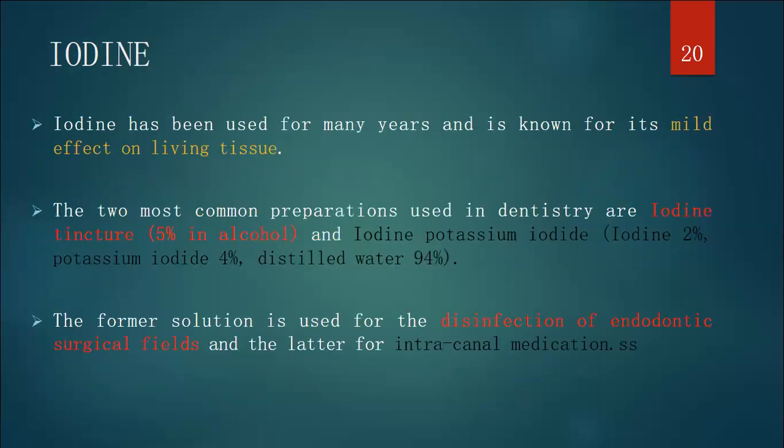Iodine. Iodine has been used for many years and is known for its mild effect on living tissues. The two most common preparations used in dentistry are iodine tincture, 5% iodine in alcohol, and iodine potassium iodide: iodine 2%, potassium iodide 4% and distilled water 94%. The former solution is used for the disinfection of endodontic surgical fields and the latter for intracanal medication.